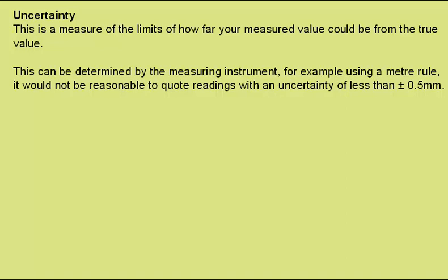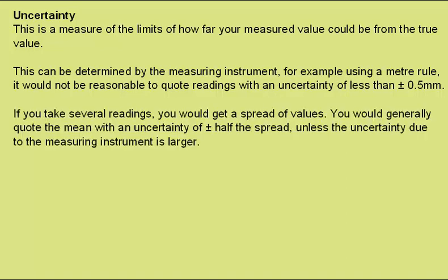It's often safer to quote a reading to plus or minus 1 millimeter. This is because you need to decide the closest line at the beginning and end of the thing you're measuring. If you take several readings, you would get a spread of values. You'd generally quote the mean with an uncertainty of plus or minus half the spread, unless of course the uncertainty due to the measuring instrument, as mentioned above, is larger.